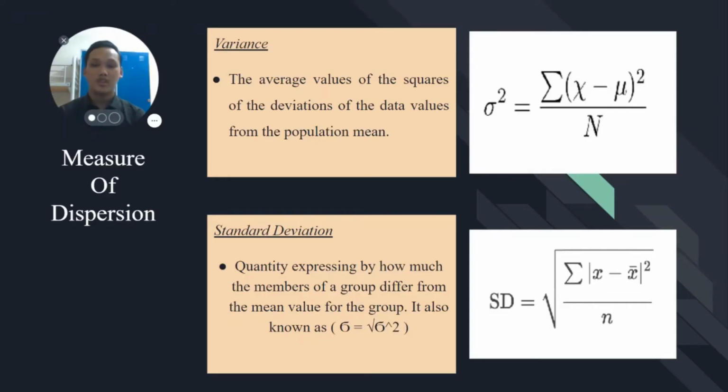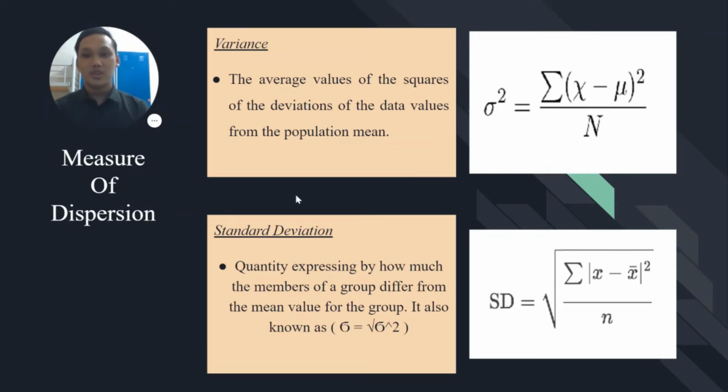For measurement of dispersion, there are two methods that we have to apply, which are variance and standard deviation. Variance is the average of the squares of the deviations of the data values from the population mean, which is the total midpoint class times the frequency of data.